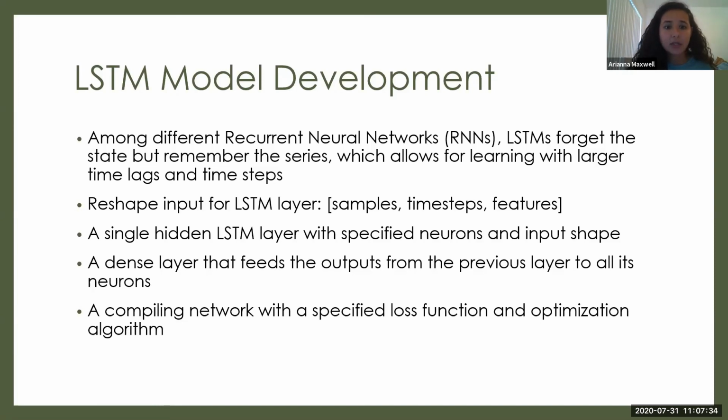We then have a single hidden LSTM layer with neurons. So the neurons are the different memory pieces that will be processing the model. We then have a dense layer that takes care of the outputs, and then a compiling network with a specified loss function. So in our case, we're working with root mean square error and an optimization algorithm. Once we have the model built, we can move on to making our predictions.